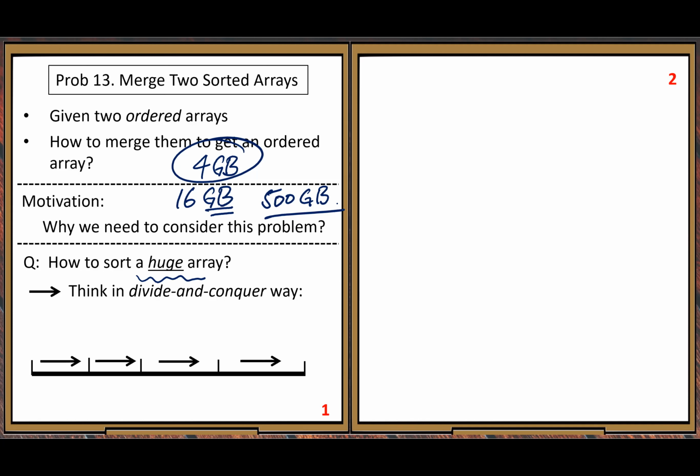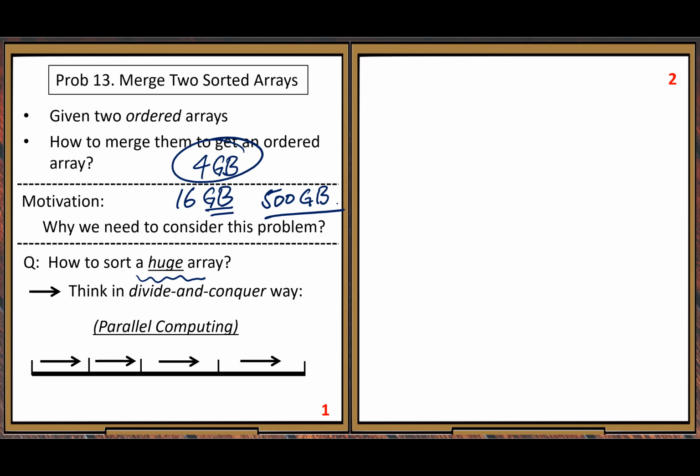In that way, we can sort each subarray piece by piece in ascending order, like this. But you can see the whole array is not sorted, right? We conquer individual subarrays, but the whole array is not sorted. In this situation, we need to merge two sorted arrays to get the whole array sorted.